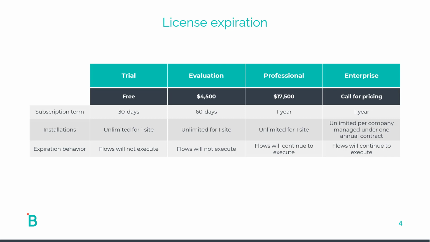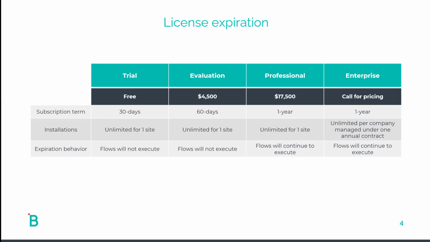For professional and enterprise licenses, the flows will continue to execute because we don't want to negatively impact your production activities, but we'll still want to obviously work with you to renew that license and get you set up with that next year. It's also worth mentioning, while the flows will continue to execute for professional and enterprise licenses on expiration, the ability to upgrade to newer versions of HighByte and even technical support and product support will be temporarily halted until the license is renewed.